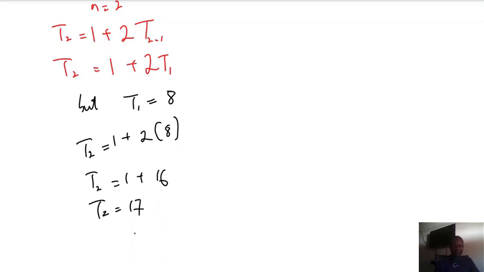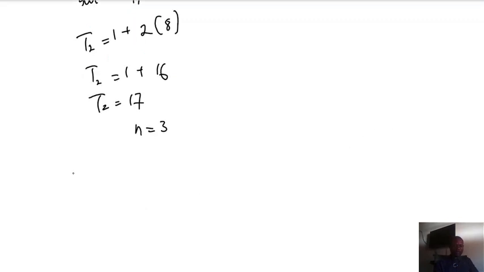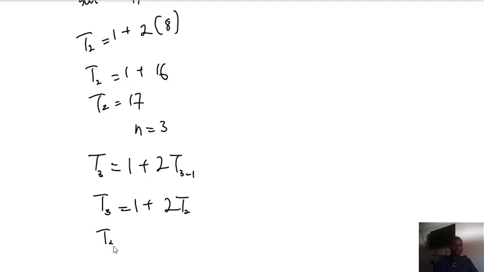We can find t3 whereby n is equal to 3. So when n is equal to 3, then based on the formula we have t3 being equal to 1 plus 2 times t3 minus 1. Then we have t3 being equal to 1 plus 2 times t2. So we have t3 being equal to 1 plus 2 times, and t2 we got it to be 17. That is what we have here.